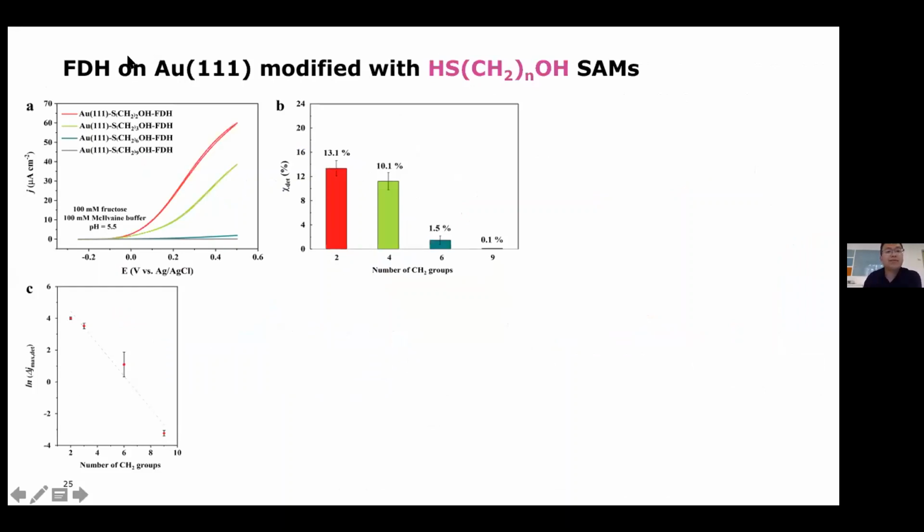We further, on gold, vary the length of the monolayer by using the same terminal of OH. We vary the length of 2 carbon, 3 carbon, 6, and 9. As you can see, the catalytic response is decreased greatly with the length of the CH groups. And when the carbon is short, it gives the best DET ratio. We believe this is reasonable because for the short carbon chain, the electron tunneling distance is the shortest, then it gives the best catalytic response.